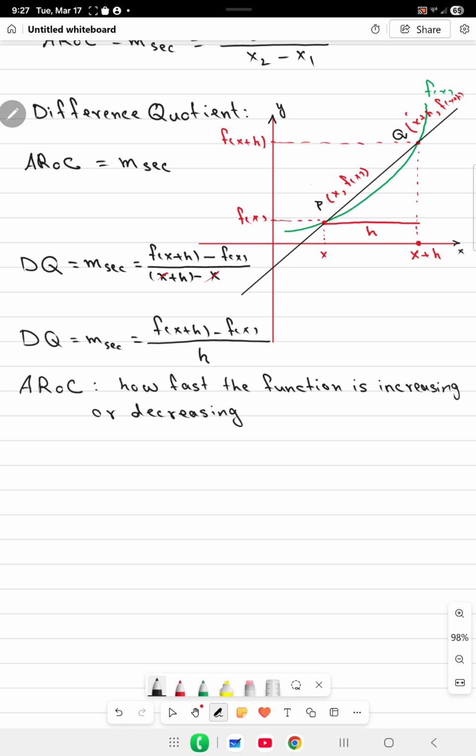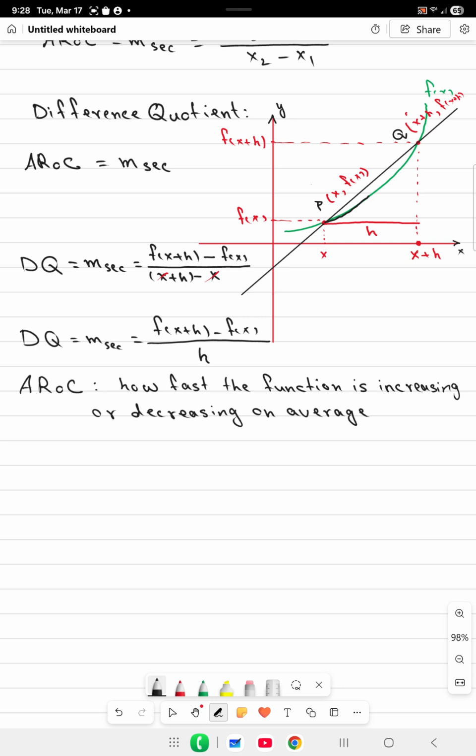For example, in this graph, function f is increasing. How fast it's increasing, that's the average rate of change. We are talking here on an average: on average, how fast a function is increasing or decreasing, and that will be the average rate of change, the meaning of average rate of change.